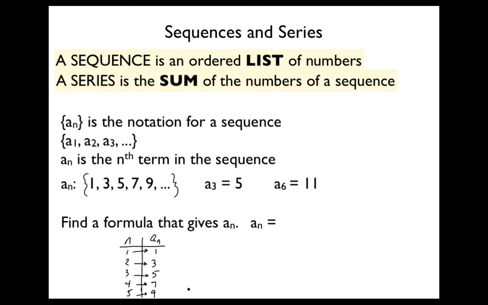So what would we do to n? What mathematical thing would we do to n to get A sub n? So this is all he's saying. This is always 1 less than twice what n was. Do you see that? Yeah, the term of your sequence is always 1 less than double what term it is. So that's 2n minus 1.